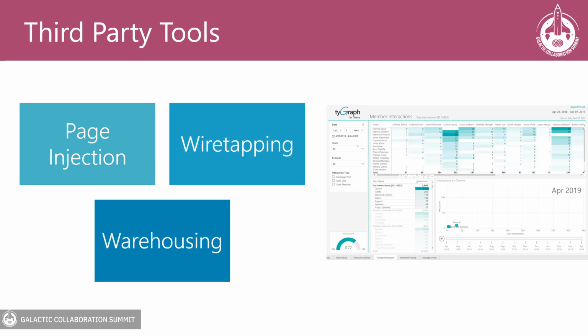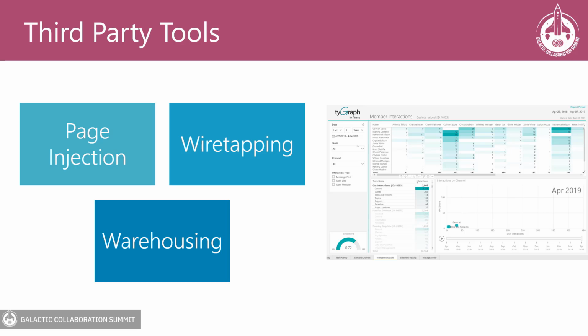Wiretapping is another approach, which I've seen used by one vendor, whereupon a device is put on the outside of the corporation's firewall, and all traffic between the corporation and Microsoft 365 is analyzed and broken down. It works, but you have to be going through the firewall for that. So I'll leave that to you as to whether or not that's a good idea.